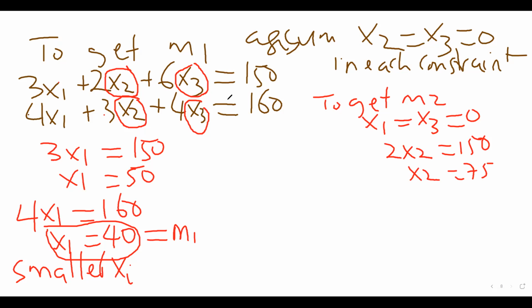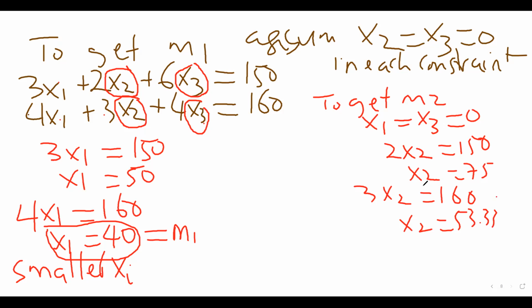Now, what about the constraint 2? You'll see that x1 will be 0, x3 will also be 0, so we'll be left with 3x2 equal to 160, which means that x2 is equal to 160 divided by 3, that is 53.33. Yes, 53.33. So we can round it and say 53.